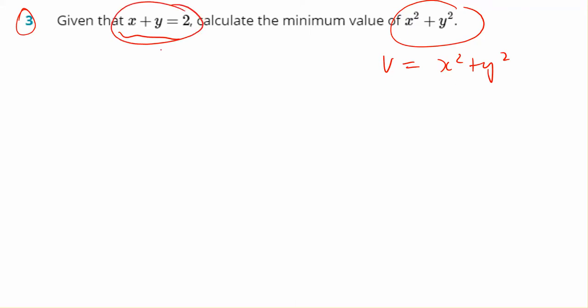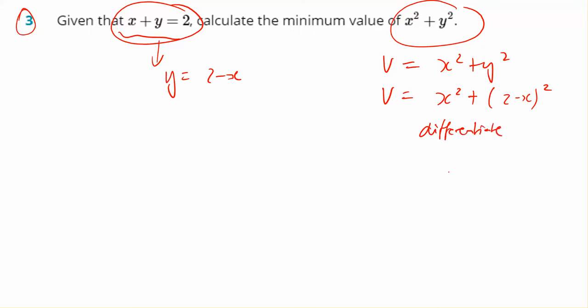So if I make y the subject here, I get y equals 2 minus x, and I can rewrite v in terms of x only. So instead of y, we have 2 minus x, squared. Now I can differentiate. Remember, to get the maximum value, you always have to differentiate, or minimum value in this case.